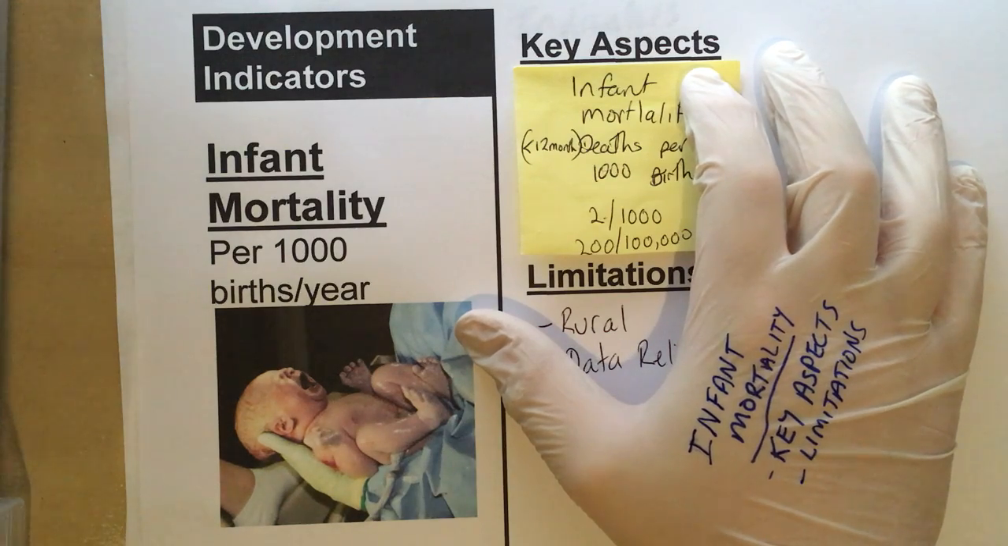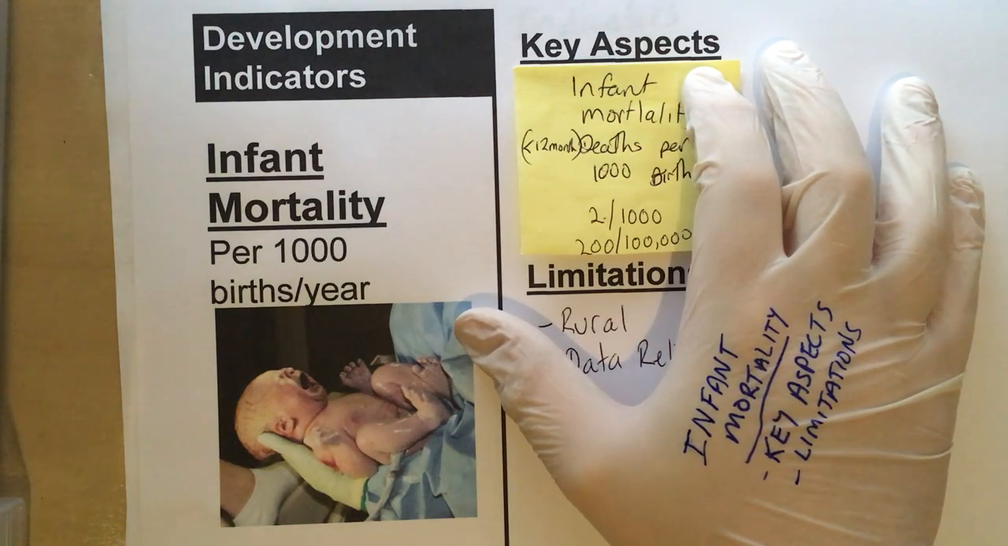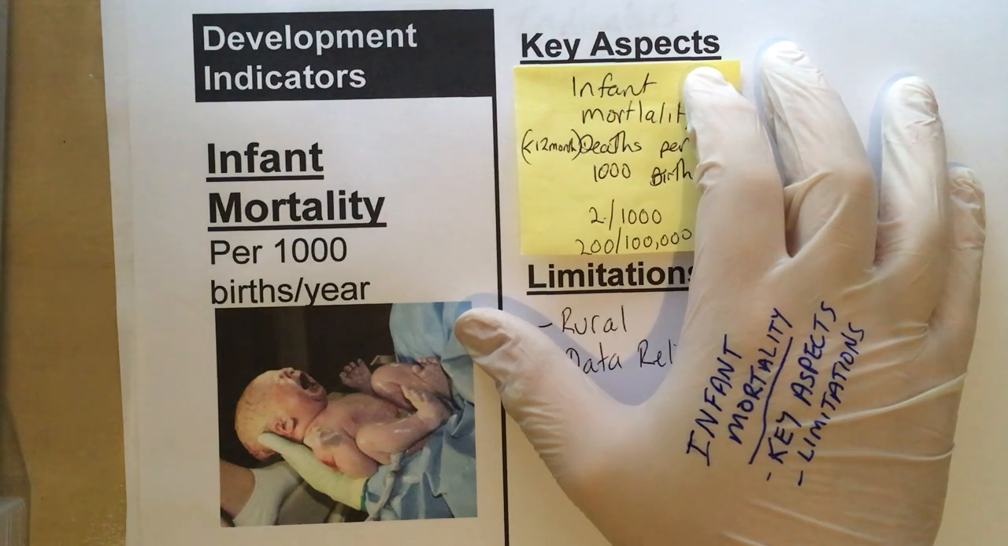Hi and welcome to White Glove Geography, and today we're going to look at development indicators. In particular, we're going to look at infant mortality.